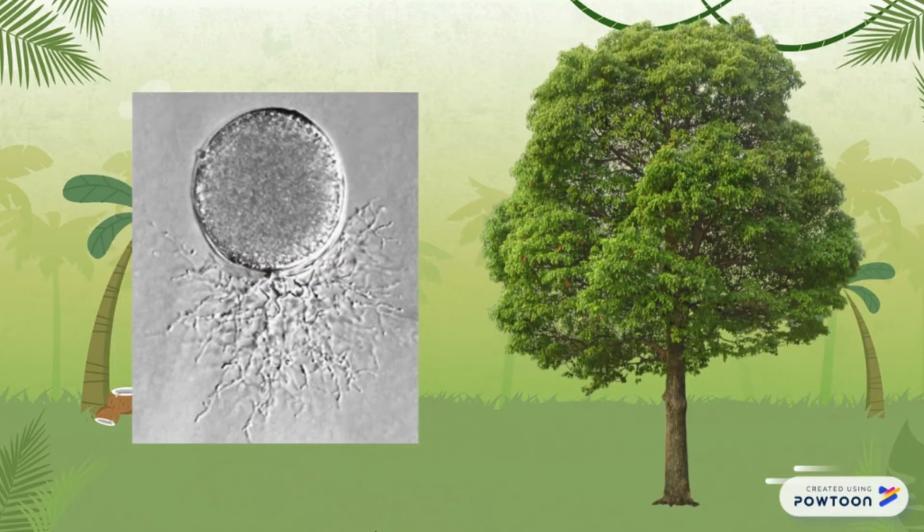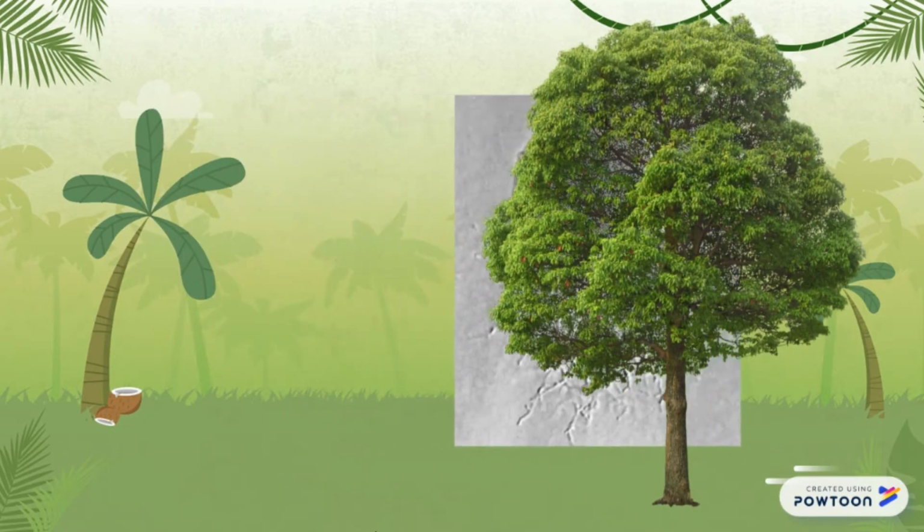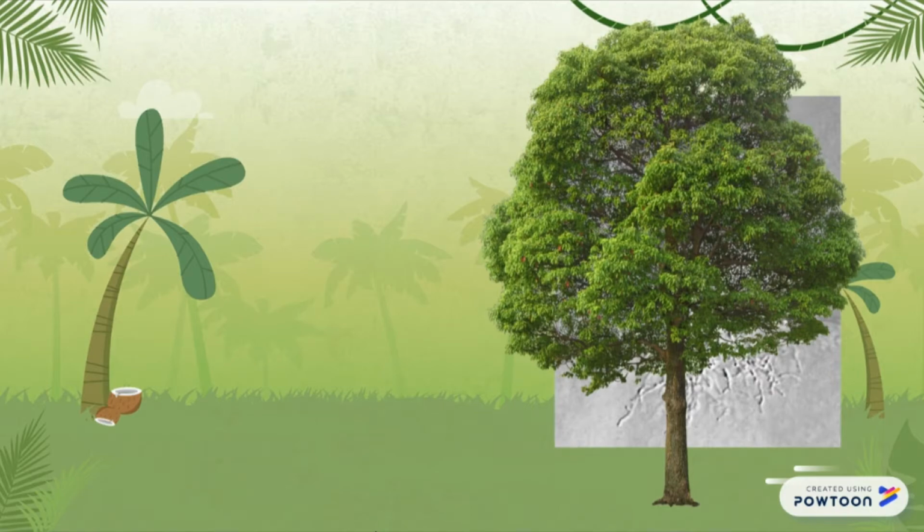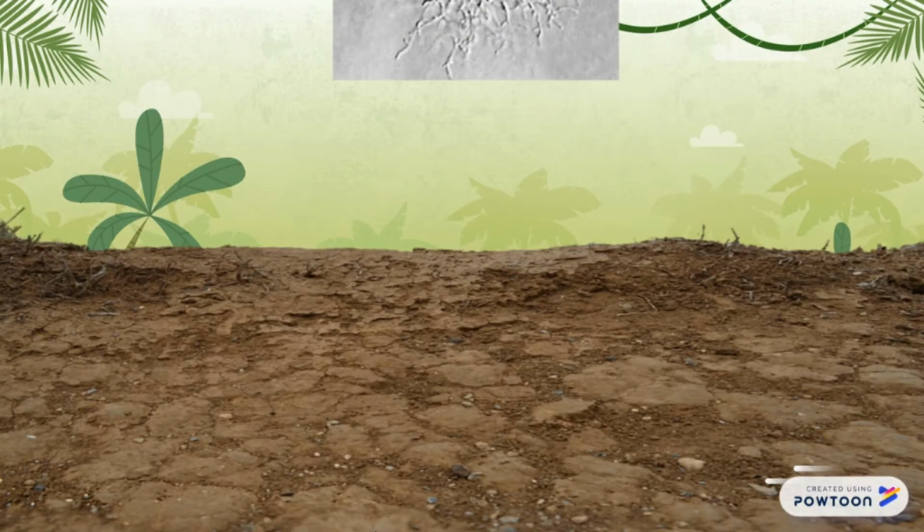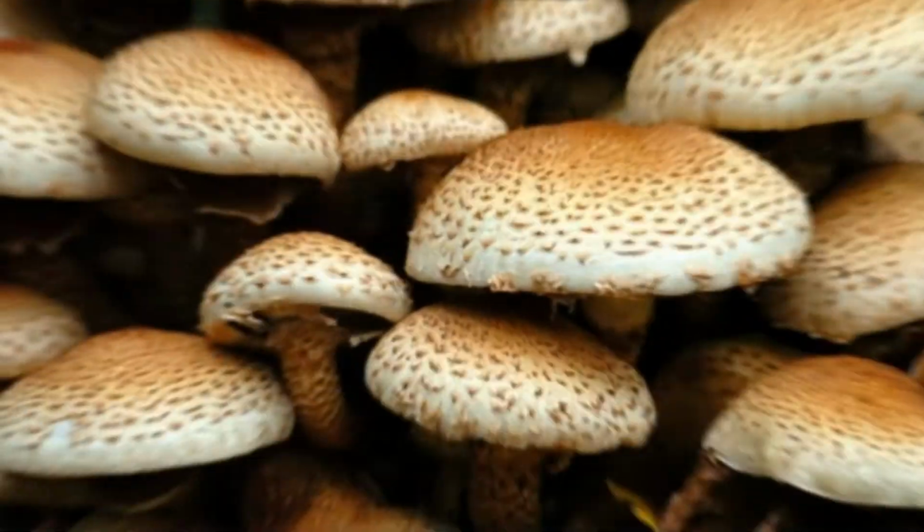Phylum Chytridiomycota, called chytrids, produces motile spores that move, mostly saprobes and parasitic in aquatic habitats. And they biodegrade and recycle nutrients.